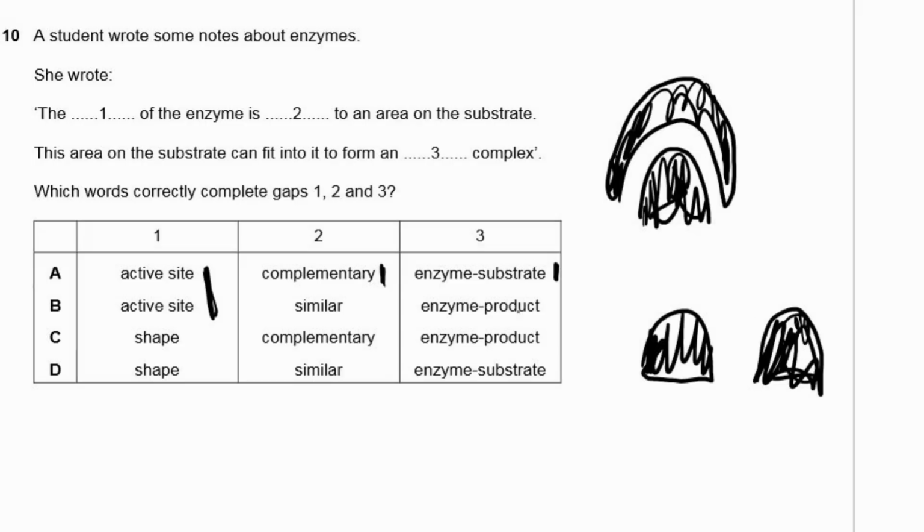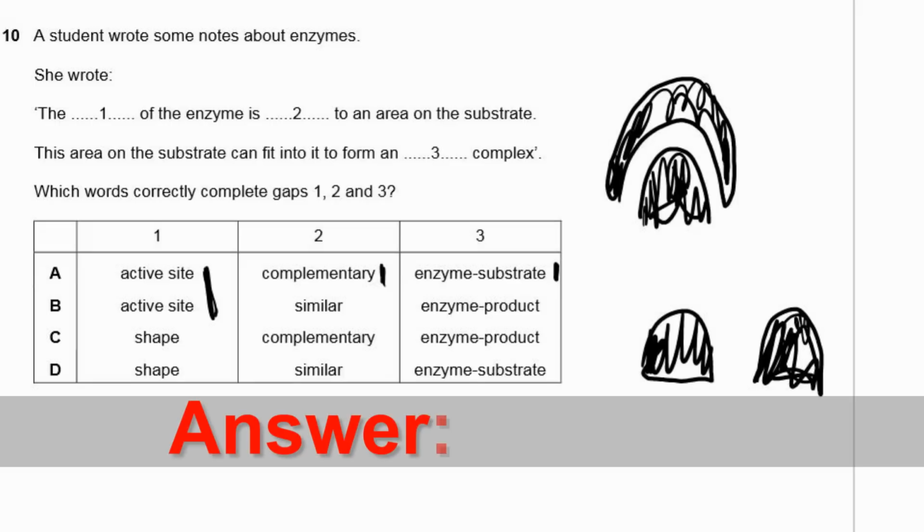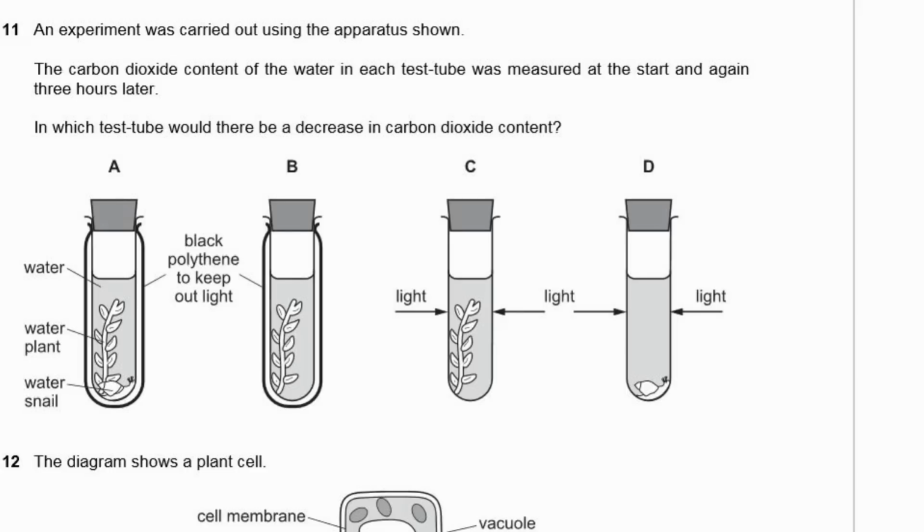Enzyme product complex, no, it's the enzyme substrate. What you start with. And once it becomes a product, it breaks off. Question 11. An experiment was carried out using the apparatus shown. The carbon dioxide content of the water in each test tube was measured at the start and again 3 hours later. In which test tube would there be a decrease in carbon dioxide content?